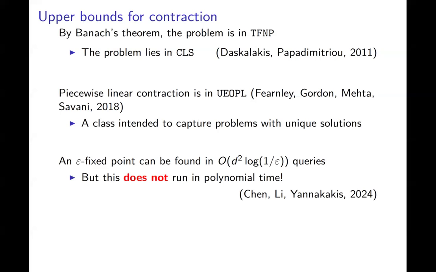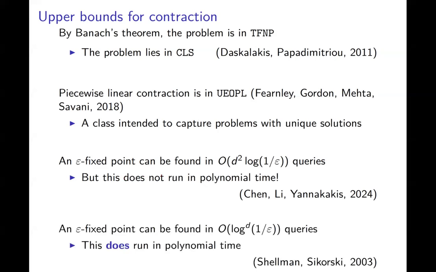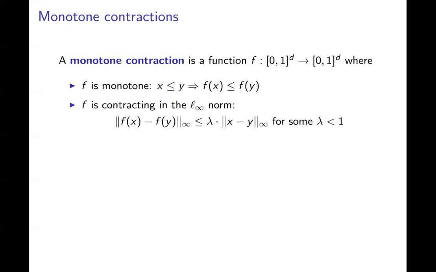Namely, there exists an algorithm that finds an epsilon approximate fixed point in d squared log number of queries. However, it does not run in polynomial time. But an algorithm that does run in polynomial time requires log to the power of d number of queries. Therefore, we notice the trade-off that we must make.